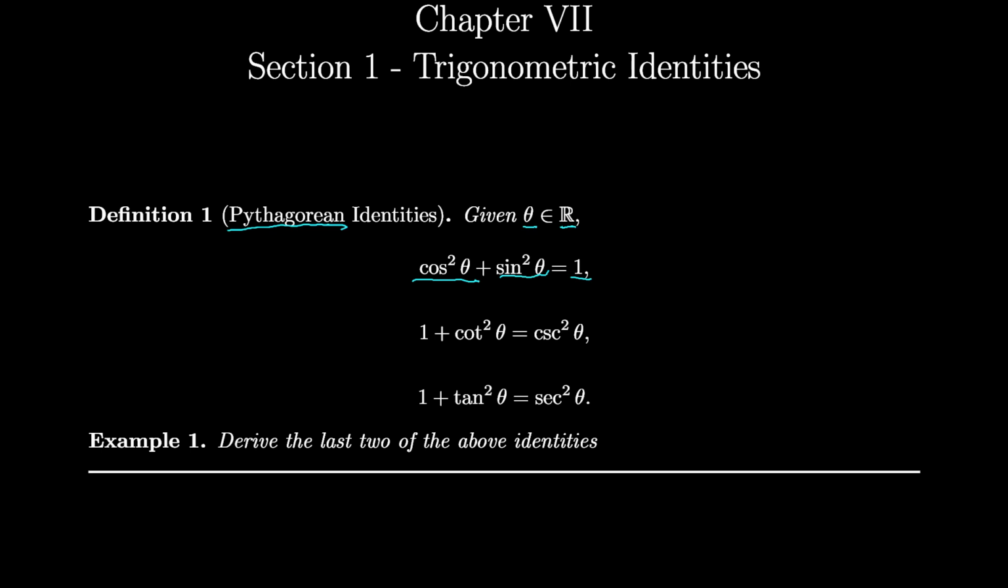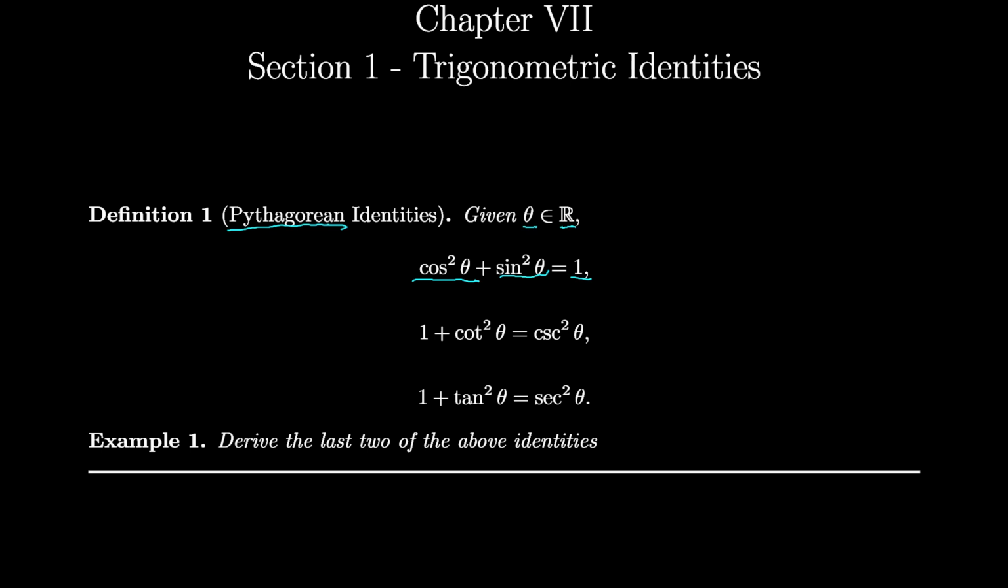Of course, we derived it way back in chapter 5 when we were talking about the unit circle the first time. But there are actually two more of them. The first one is 1 plus cotangent squared theta equals cosecant squared theta, and the other one is 1 plus tangent squared theta equals secant squared theta. Example 1 says, derive the last two of the above identities.